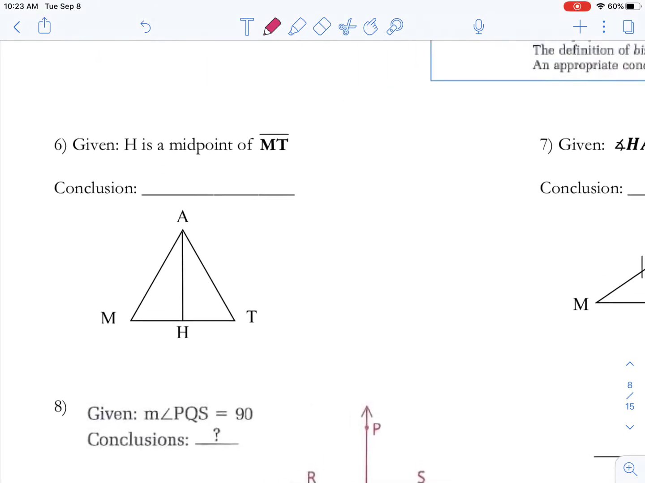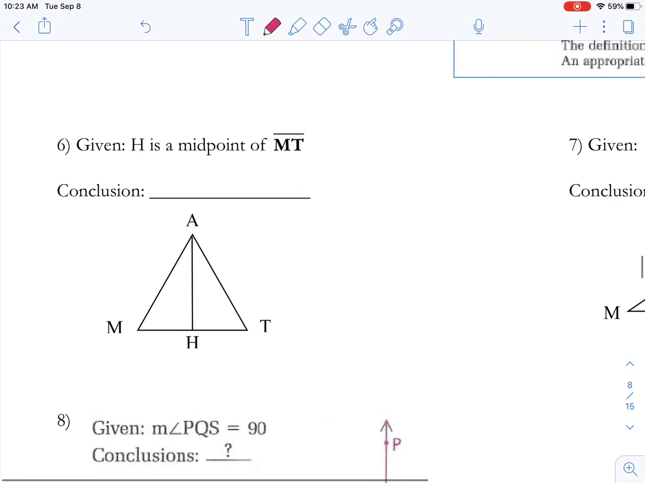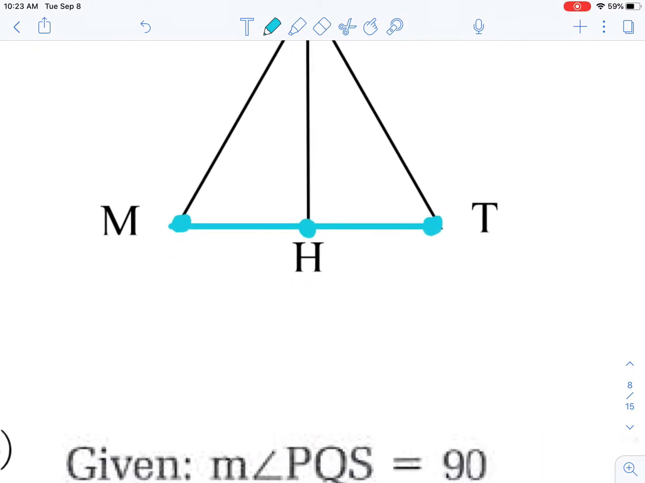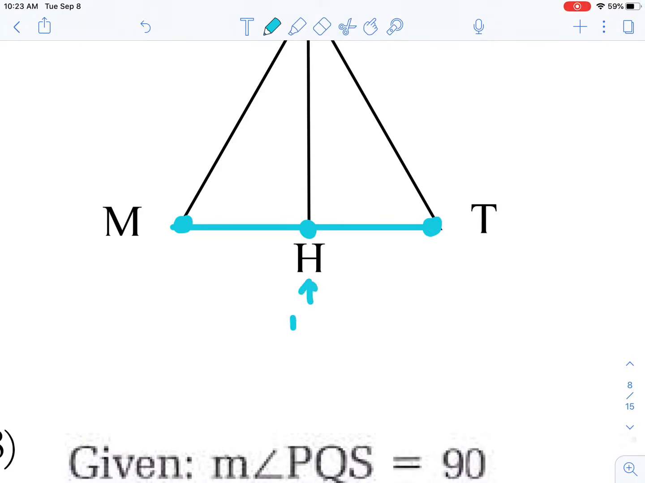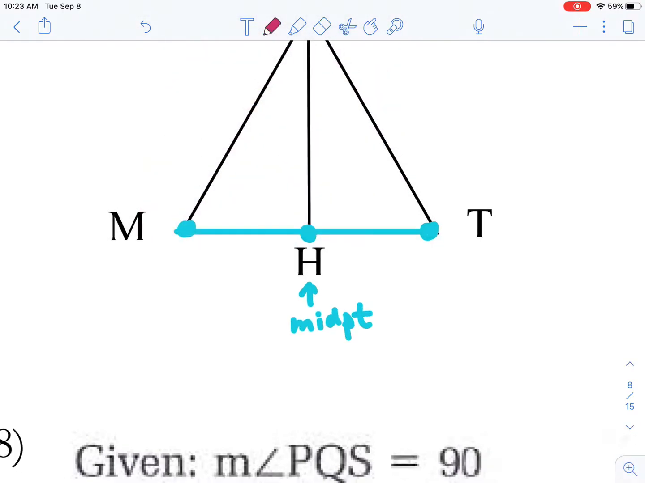So here in the diagram, we have this triangle with all those vertices. It tells us that H, the given, is that H is the midpoint of segment MT. So this is the part of the diagram that we're focusing in on. If H is the midpoint, then what can we say is true? What conclusion can we make?